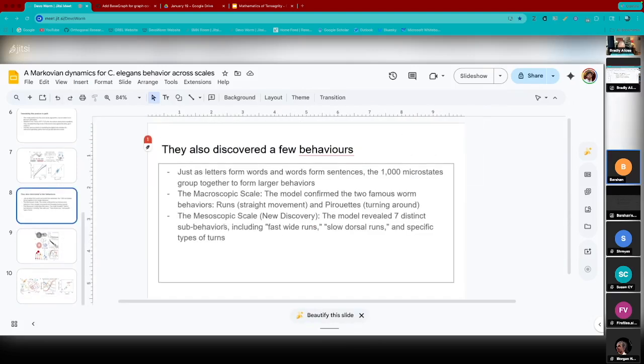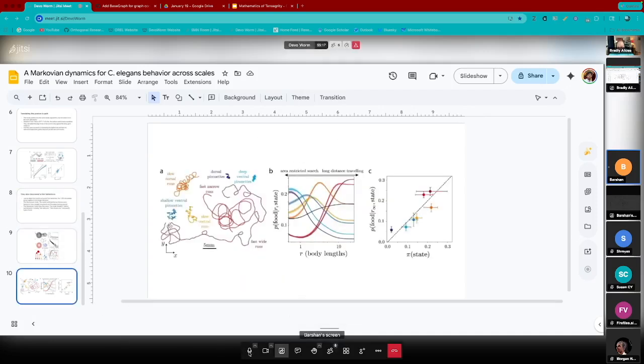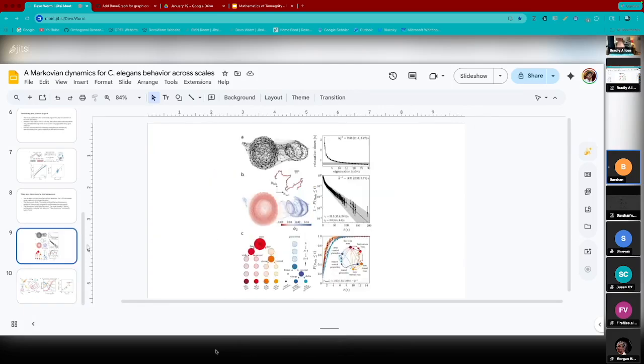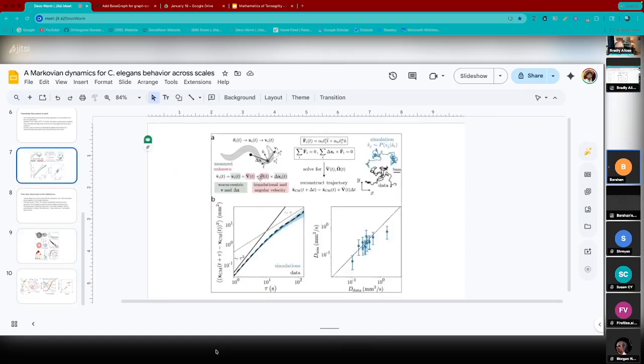So the main discovery of this paper was basically that they found a lot of new behaviors of the worm. Previously, there were just two famous behaviors: running straight or turning around from its place. This new discovery revealed seven new sub-behaviors, like fast wide runs, slow dorsal runs, and five more, which are told over here. Deep ventral periods and a lot more, which you can see. And this is the result.